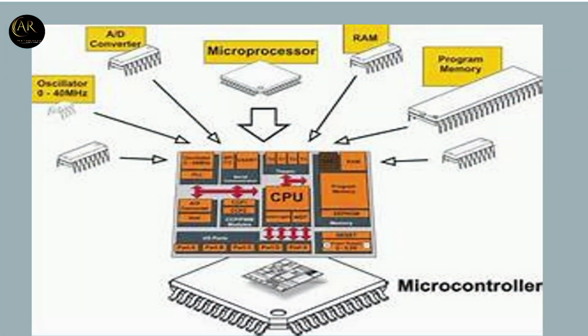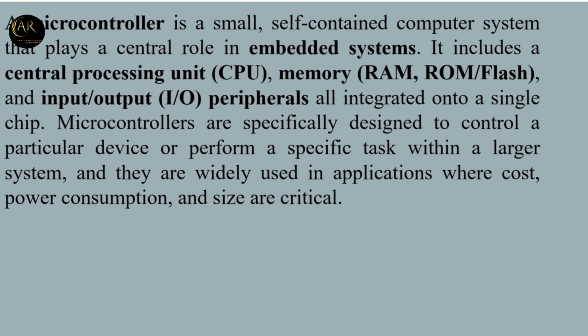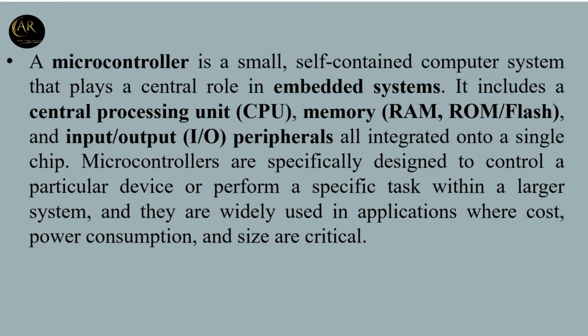Processing means a microcontroller. The microcontroller can include every component, that is analog to digital converter, oscillator, microprocessor, RAM, ROM, program memory. Everything can be integrated in the microcontroller. And next, the simple definition of a microcontroller. A microcontroller is a small self-contained computer system that plays a central role in embedded systems. That means it is the heart of embedded systems.